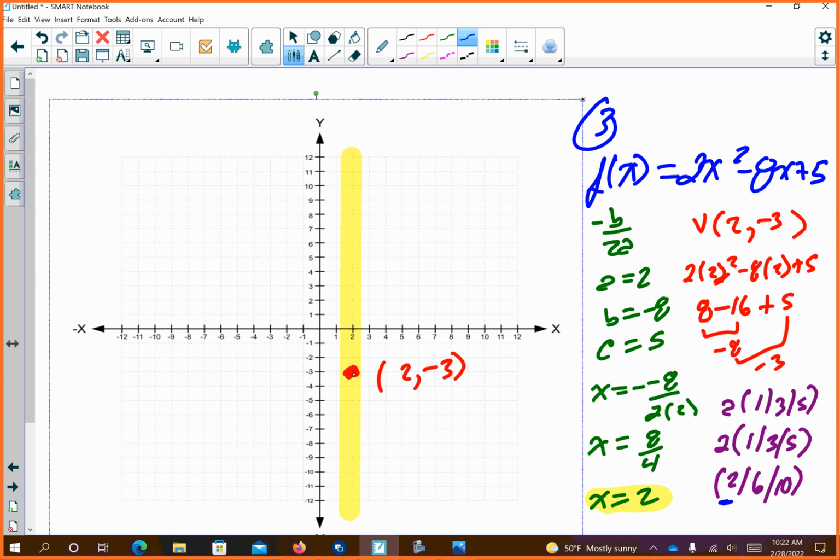So from my vertex, I'm going to go right 1 up 2. Left 1 up 2. So that's going to give me the point 3, negative 1. And the point 1, negative 1.